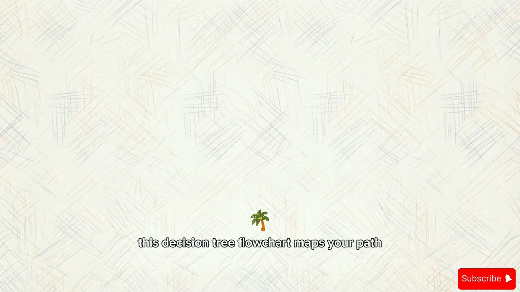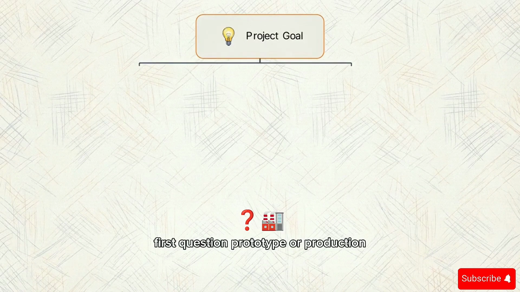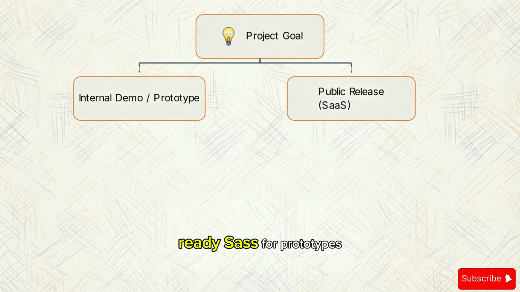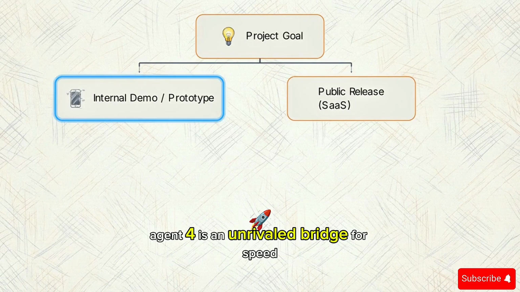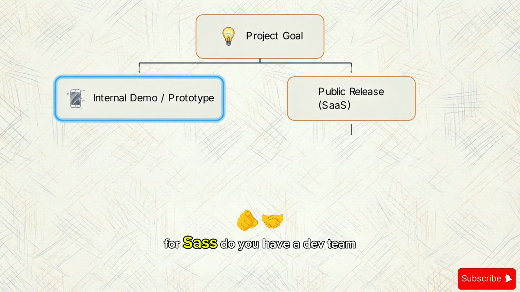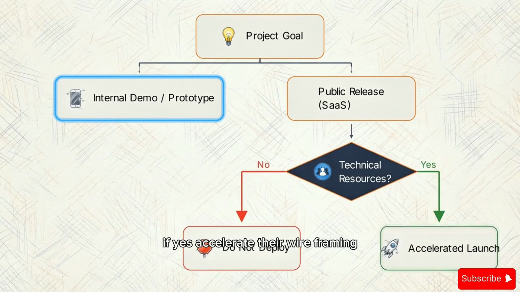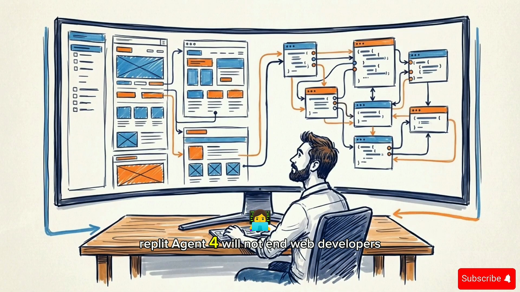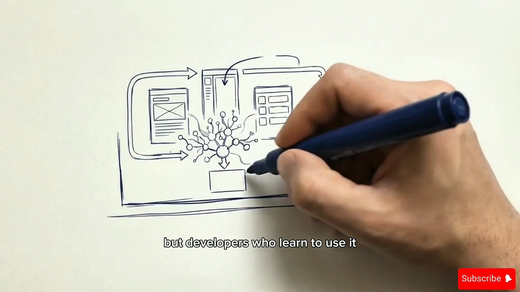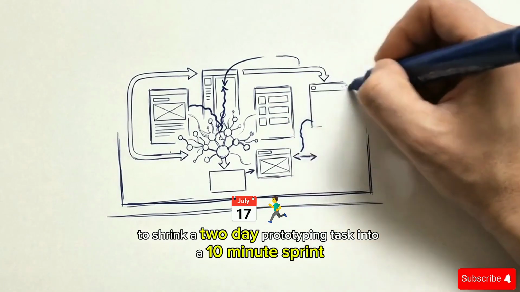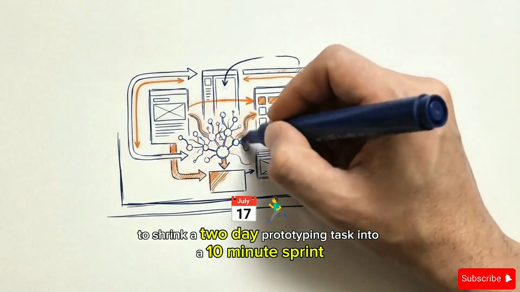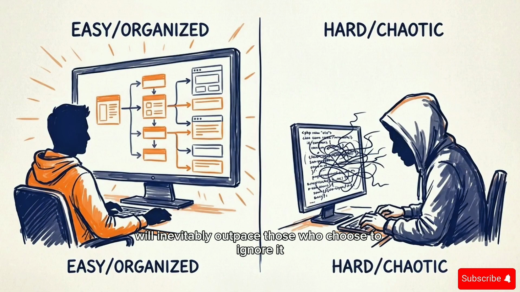This decision tree flowchart maps your path. First question, prototype or production-ready SaaS? For prototypes, Agent 4 is an unrivaled bridge for speed. For SaaS, do you have a dev team? If no, do not deploy. If yes, accelerate their wireframing. Replit Agent 4 will not end web developers, but developers who learn to use it to shrink a 2-day prototyping task into a 10-minute sprint will inevitably outpace those who choose to ignore it.